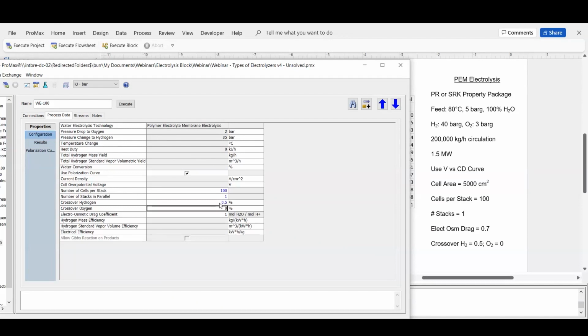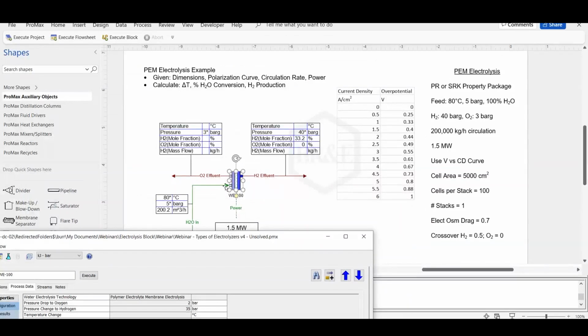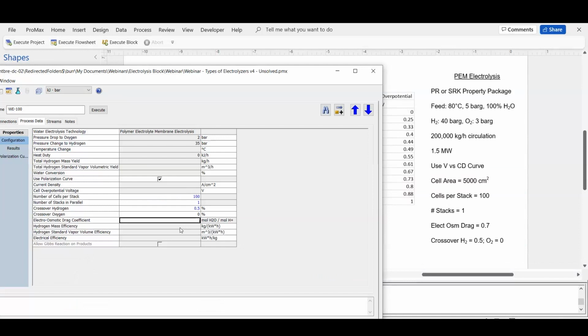We have none for the oxygen, and we have this oddly named parameter called electroosmotic drag coefficient, and it only applies to the PEM electrolyzers. As water is fed to the oxygen side, hydrogen is produced and it goes across the membrane to the oxygen side. But as that happens, each mole of hydrogen is pulling some number of moles of water along with it. And what I think is a good value for this parameter is 0.7. So we'll enter that.